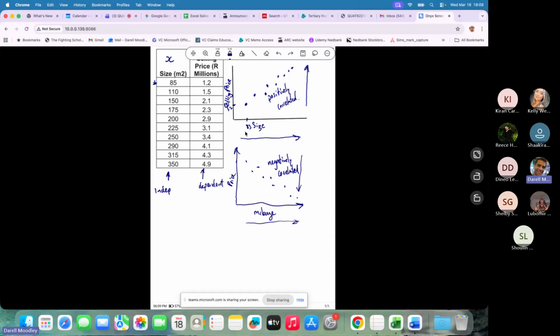Okay, because as you increase the x, the y increases. And for negatively correlated, when you increase the x, your y actually decreases. Can anyone give me an example of negatively correlated data? I gave you one, which is price and mileage.